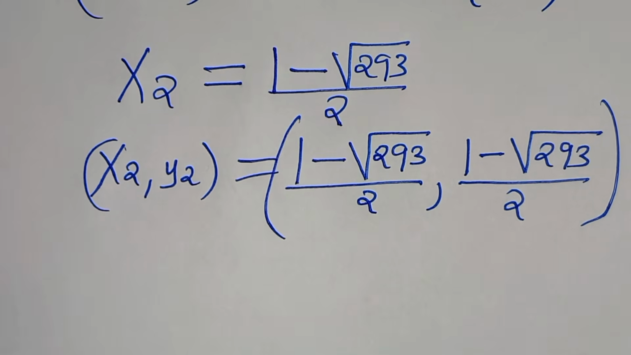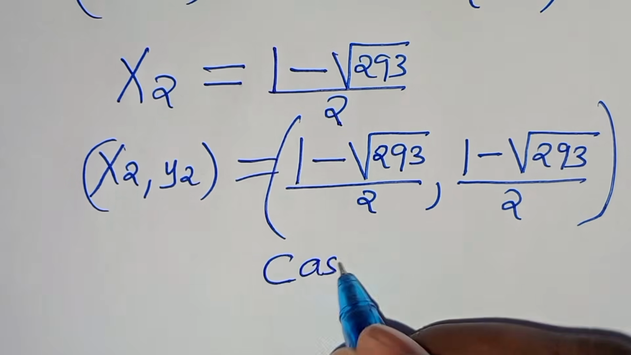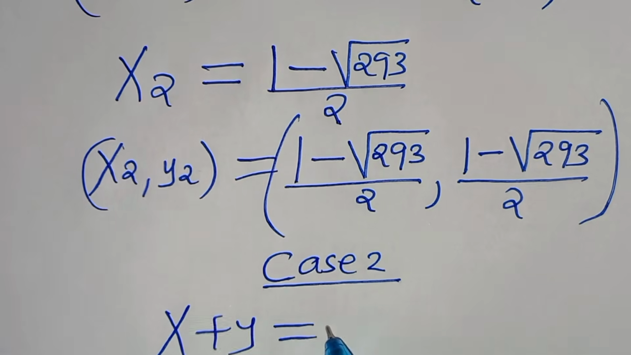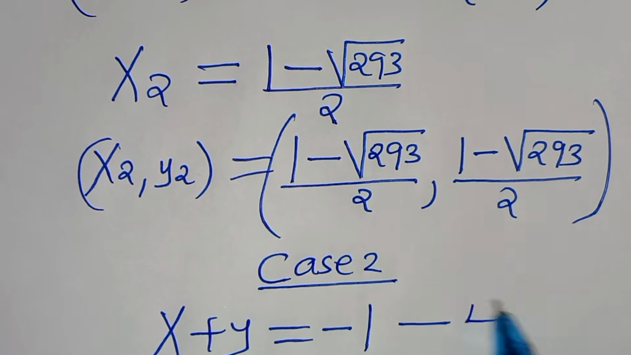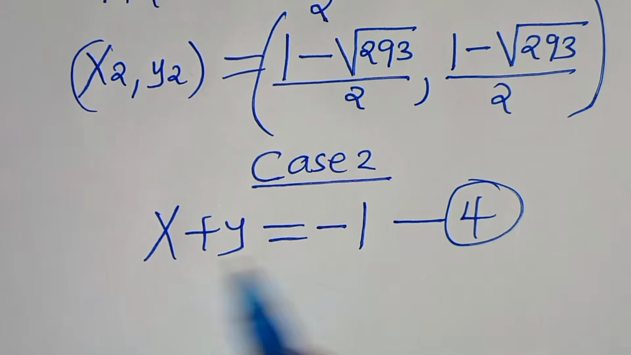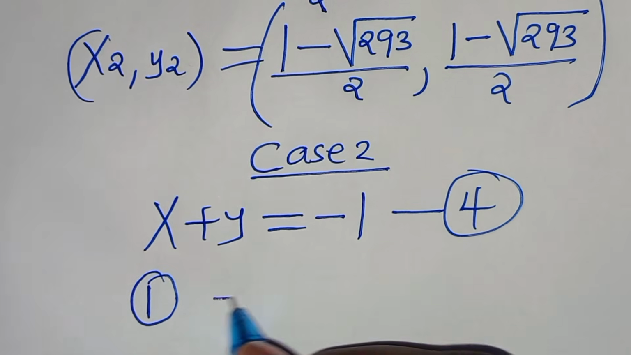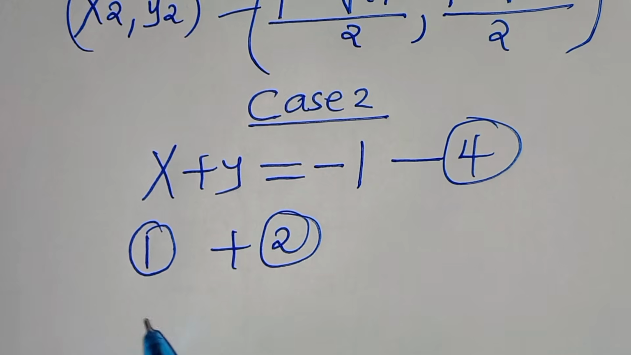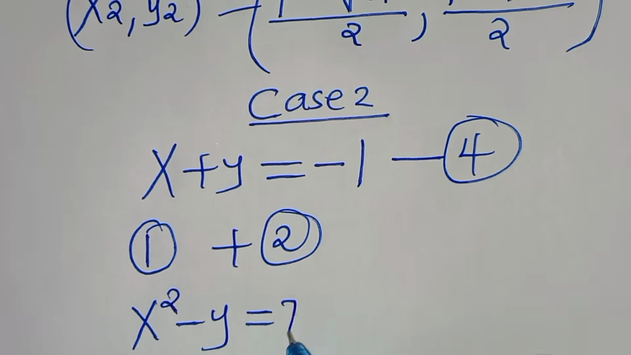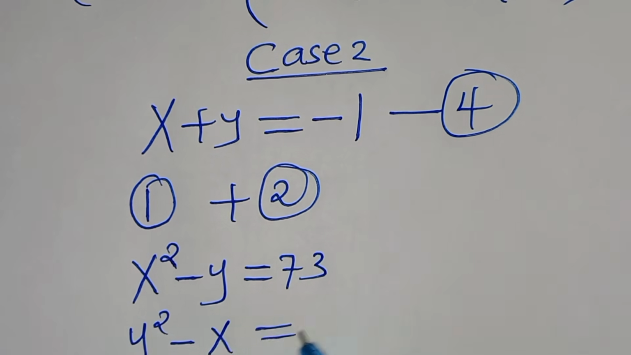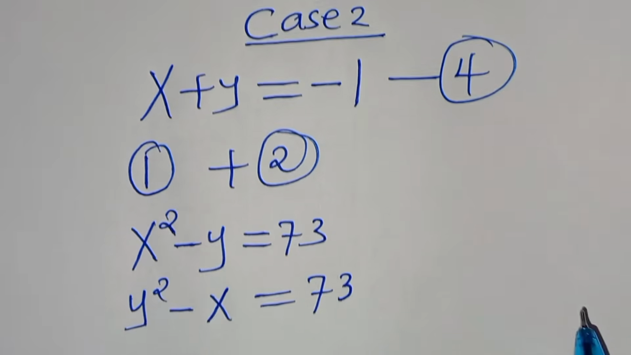Now, let's proceed to case 2. In case 2, we have x plus y. This is equal to minus 1. Remember, this is equal to equation 4. Now, from here, the next step is to add equation 1 plus equation 2. Now, from equation 1, which is x squared minus y, this is equal to 73. And we have y squared minus x, this is equal to 73. So let's add these two equations.